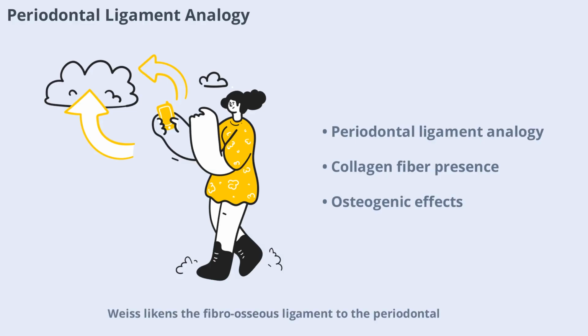Weiss likens the fibro-osseous ligament to the periodontal ligament found in the gomphosis of natural teeth. This analogy highlights the presence of collagen fibers at the bone-implant interface, which can provide some degree of flexibility and support. The peri-implantal ligament is thought to have osteogenic effects, promoting bone growth and adaptation around the implant. This perspective emphasizes the role of soft tissue in implant integration, contrasting with the direct bone contact seen in osseointegration.